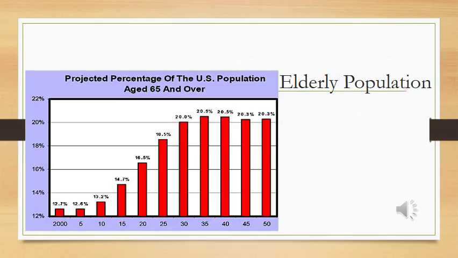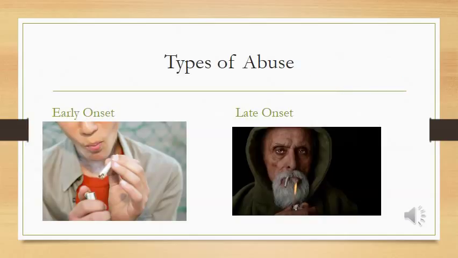The elderly population is currently at almost 40 million in America and growing. With the population growth comes an increase of substance abuse among this community as well. Substance abuse among the elderly community can be broken into two categories: early onset, in which the substance abuse began before the age of 65, and late onset, in which the substance abuse began after the age of 65. Late onset usually occurs when the individual has experienced significant stress in their life, such as the death of a partner.